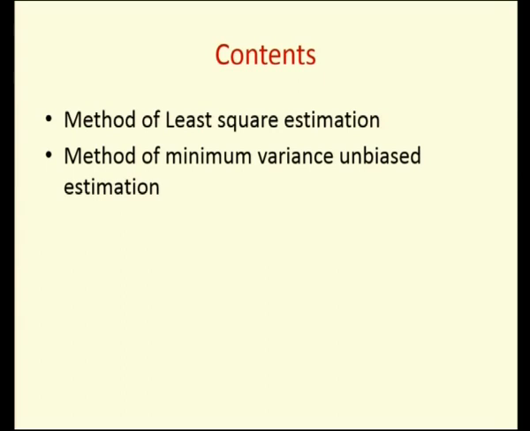Welcome to UGC lecture series on mathematical sciences. Today we are going to talk about statistical inference, under which we are going to discuss methods of estimation. Today's topics under methods of estimation are method of least square estimation and method of minimum variance unbiased estimation. To start with, let us discuss method of least squares. Before going deep into the method, let us discuss the principle of least squares.